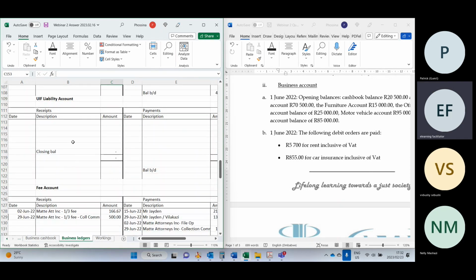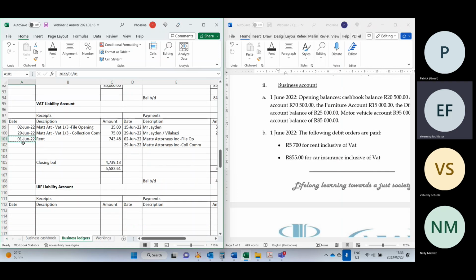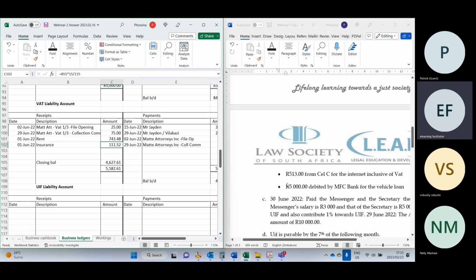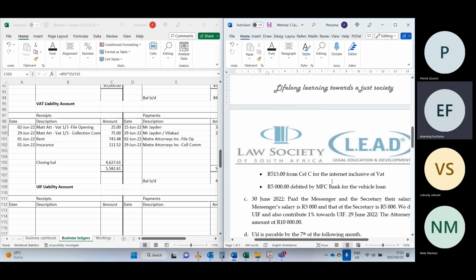So we also go back to our VAT account, and then from the insurance, we claim the VAT. And this is how we claim it. So you can see whatever that we are supposed to pay SARS, it's coming down because we are claiming what we have paid over to the insurance company. And also we are told there is 513 from Cell C for the internet inclusive of VAT.